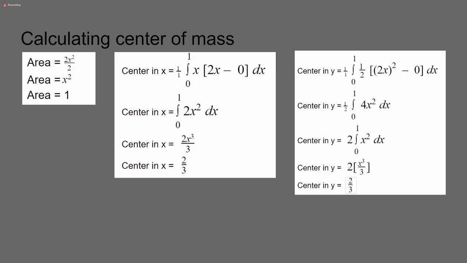So the center of this graph would be located at x equals 2/3 and y equals 2/3. And that is it.